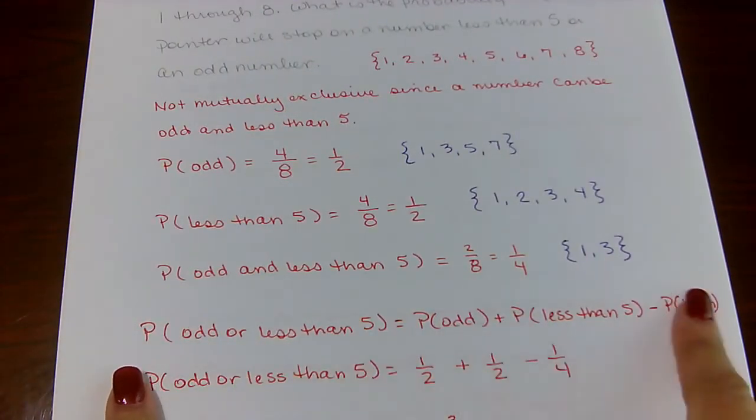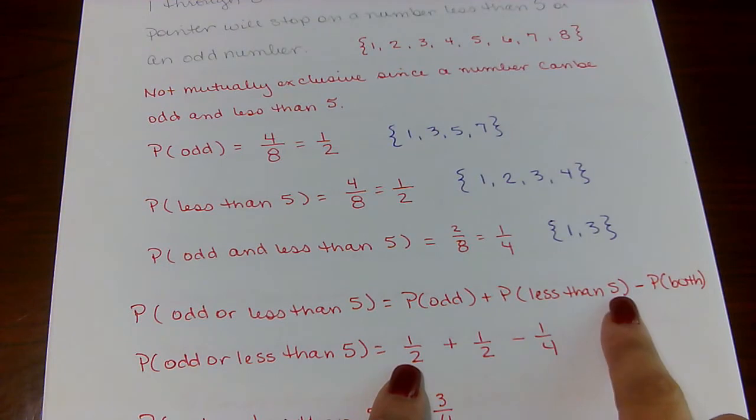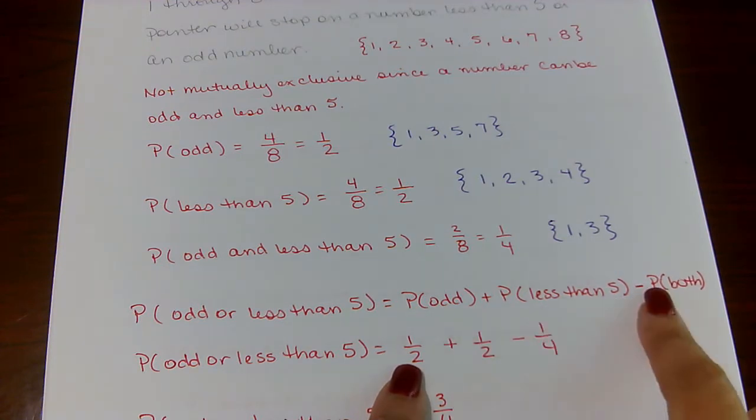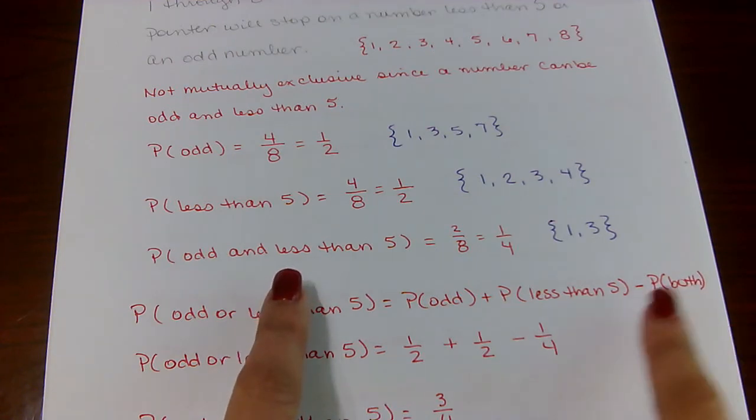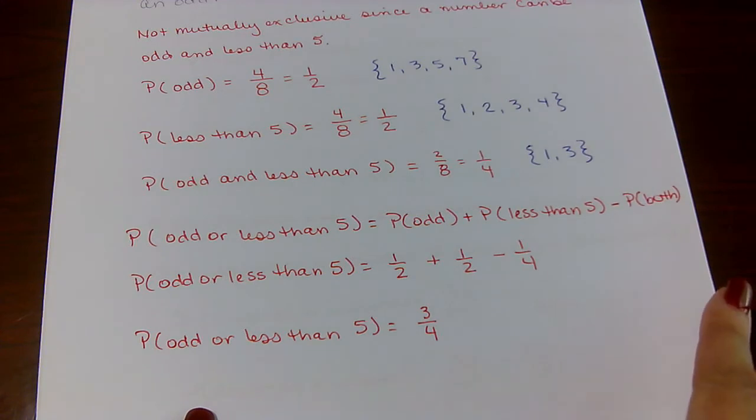So the next thing I did here was go ahead and write it out. The probability of being odd is 1/2. The probability of being less than 5 is also 1/2. And the probability of being odd and less than 5 is going to be 1/4. Use your calculator. You get a probability of 3/4 of picking a number that is either odd or less than 5.